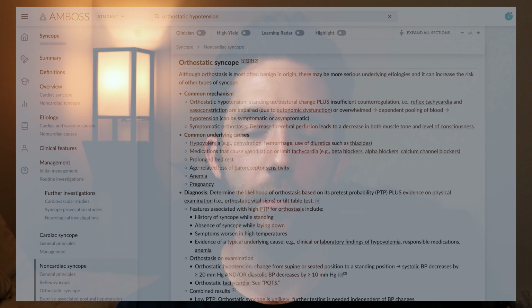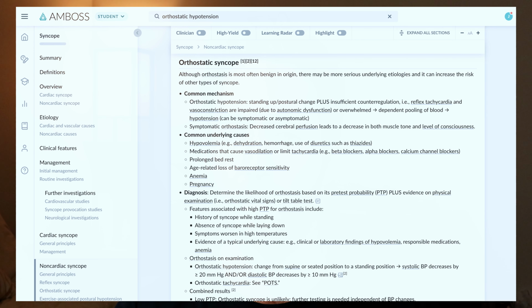I didn't remember the exact numbers for the diagnostic criteria. I knew for orthostatic hypotension, the blood pressure was supposed to drop by a certain amount, and for POTS, heart rate was supposed to increase by a certain amount. So to make sure I was getting the numbers correct, I looked up the diagnostic criteria on Amboss on my phone.